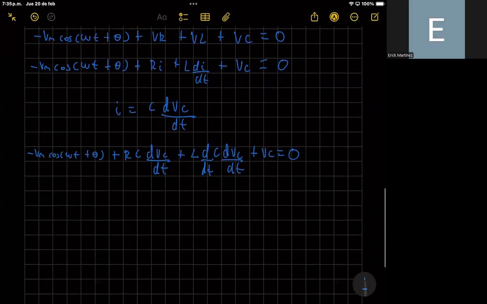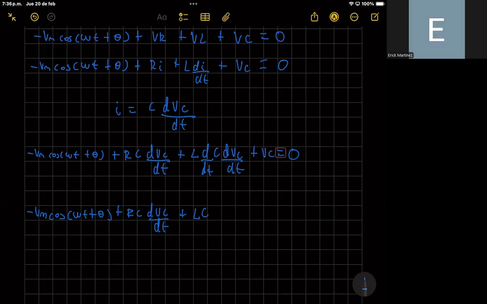Now, you can see here that things start to get a little bit complicated, because we have a double derivative, and here we have a derivative also. I can simplify this a little bit further. We have minus Vm times the cosine of omega times t plus theta, plus R times C times the derivative of the voltage of the capacitor with respect to time, plus L times C.